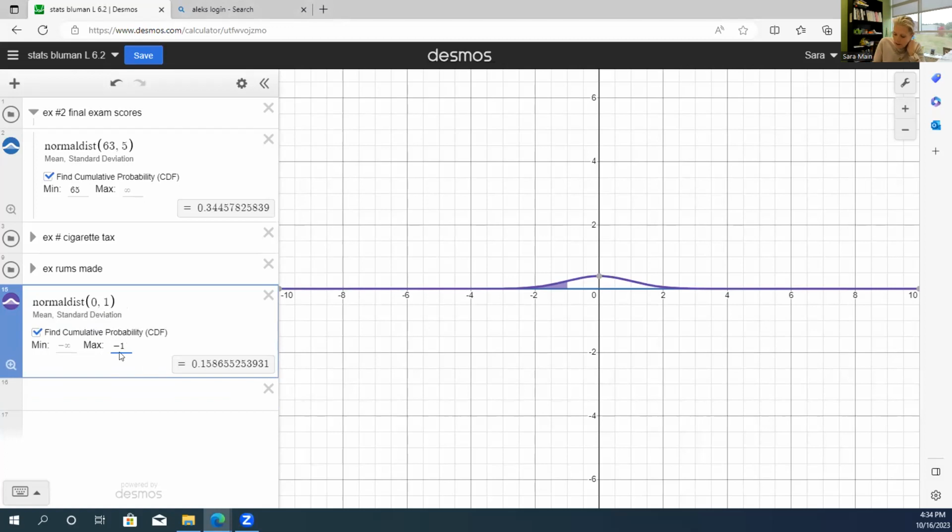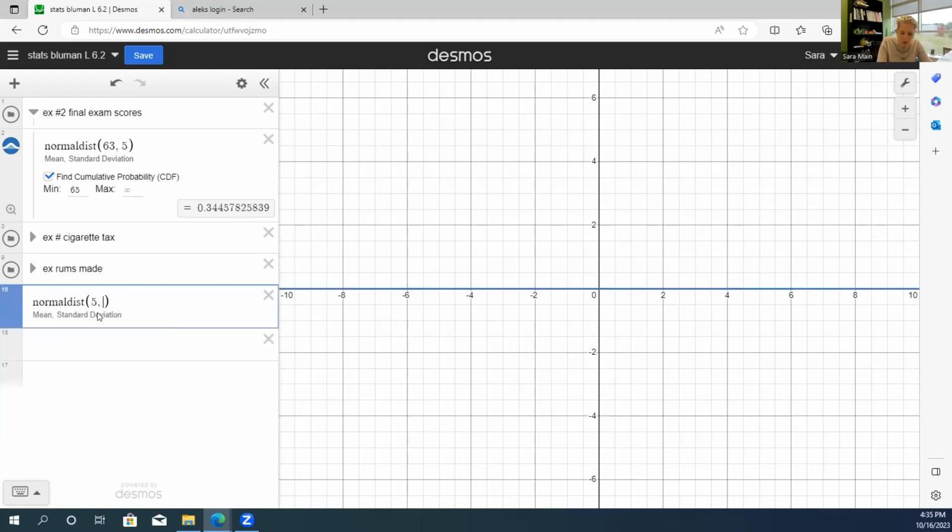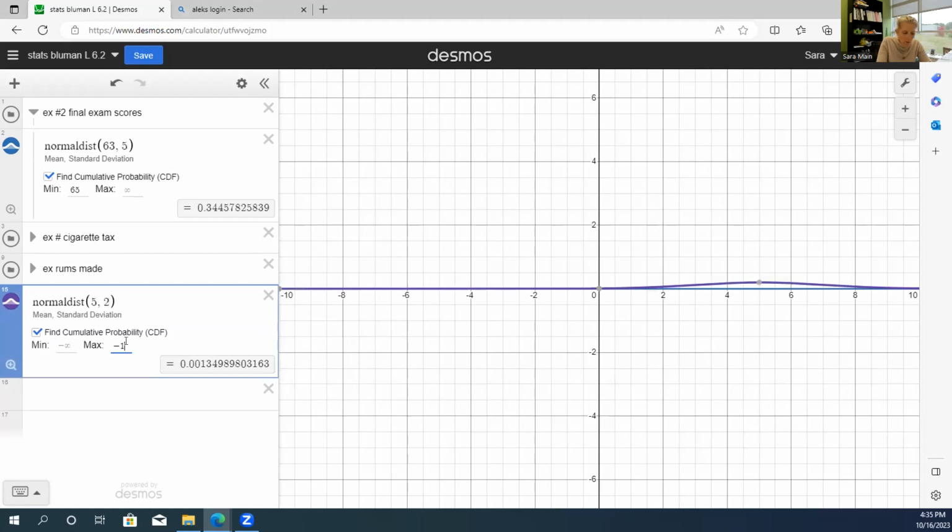So what if, since the person losing 3 pounds is equivalent to a z-score of a -1, maybe we could just put in the mean of the situation, which is 5, and the standard deviation of the situation, which is 2, and say, what is the probability that the person lost fewer than 3 pounds? And look at, we have the exact same probability.